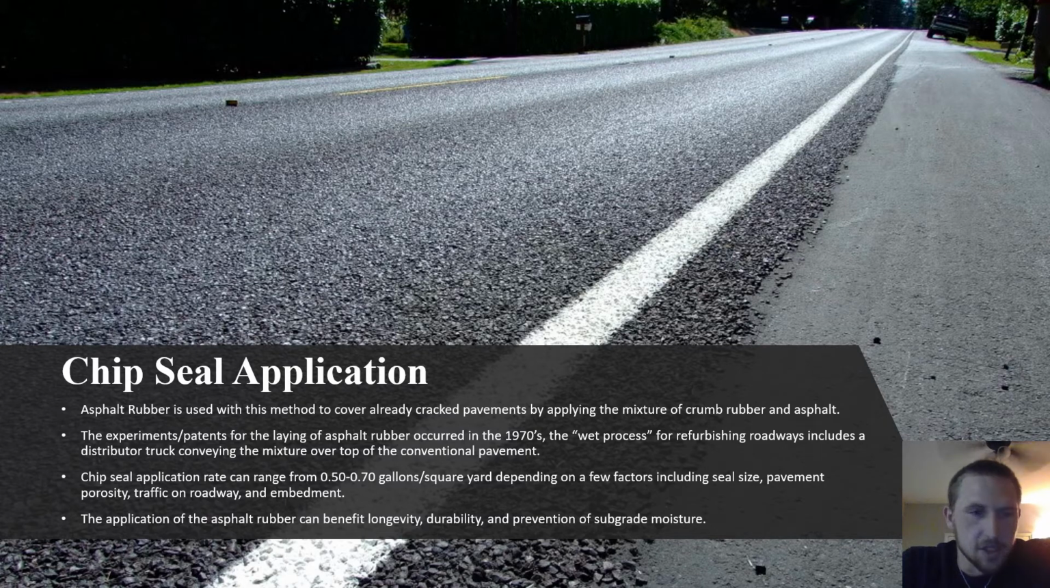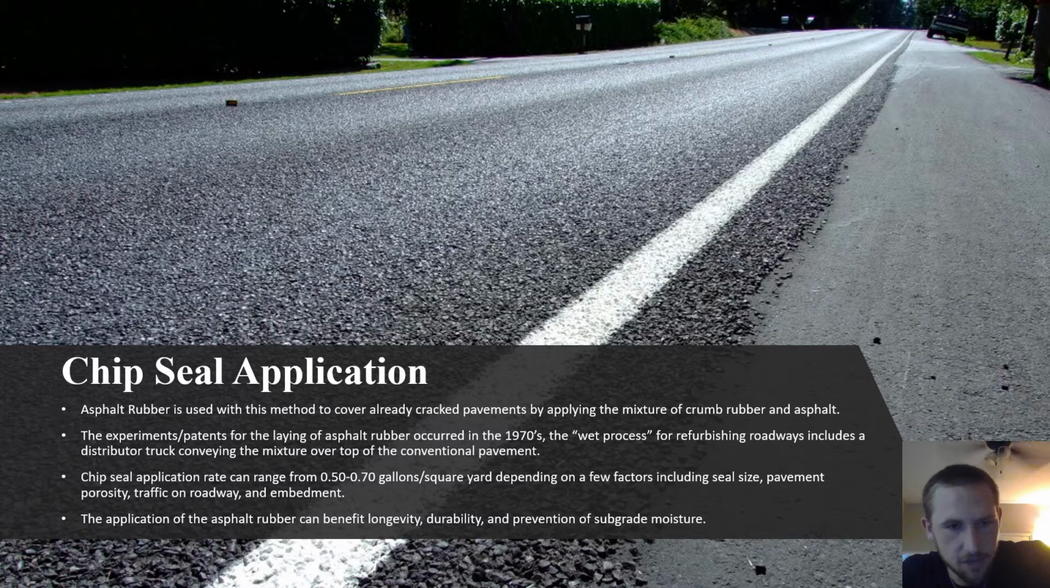Chip seal application. Asphalt rubber is used with this method to cover already cracked pavements by applying the mixture of crumb rubber and asphalt. The experiments and patents for the laying of asphalt rubber occurred in the 1970s. The so-called wet process is basically the process for when they lay the rubber asphalt on roadways. It includes a distributor truck conveying the mixture over top of the conventional pavement.